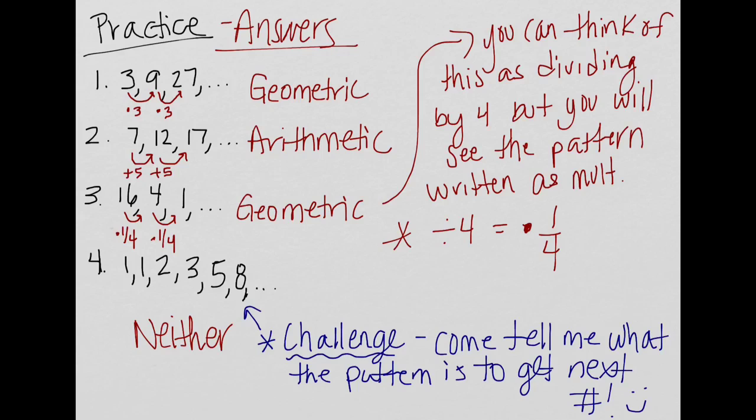Alright, here are your answers. The first one is geometric. You're multiplying by 3 to get each term every time. The second one's arithmetic. You're adding 5 each time. The third one, you could think of this as divide by 4, but I've made a note here. When we start writing recursive equations, they're not going to write it as divide by 4. They're always going to refer to these as multiplication. So you need to think that divide by 4 is the same thing as times 1 over 4. So times a fourth, cutting it by fourths every time.